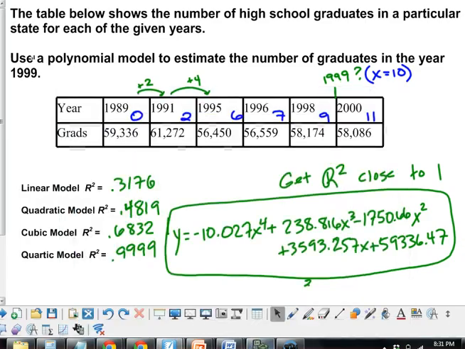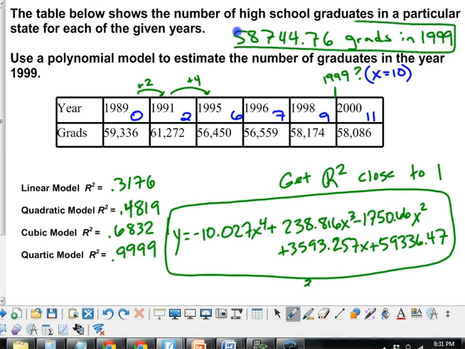58,744.76. So we would have 58,744.76 grads in 1999. And of course, that's a prediction. It's not the actual number. Of course, you can't have 0.76 graduates, but that's a good prediction based on our polynomial model for the number of graduates in 1999.